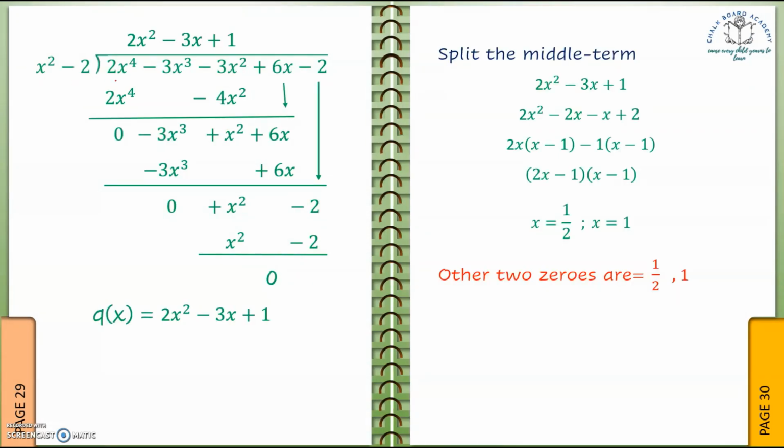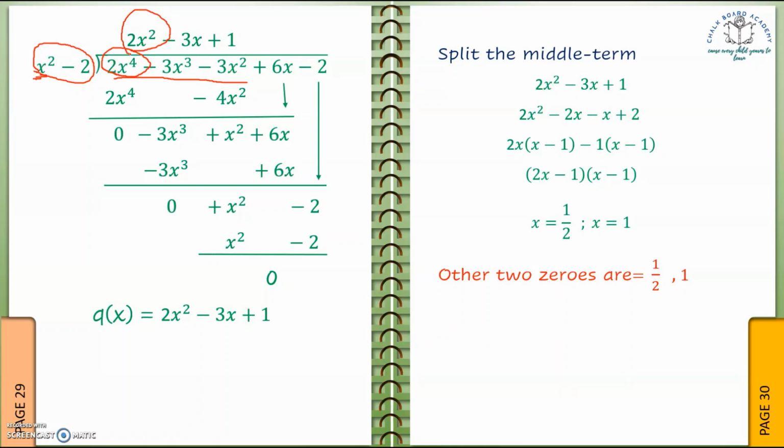Here we are dividing this polynomial with power 4, 2x raised to the power 4 minus 3x cube minus 3x square plus 6x minus 2 by x square minus 2. So the first thing we have to do is multiply this x square by such a number that it becomes this 2x raised to the power 4. So we are multiplying it by 2x square.